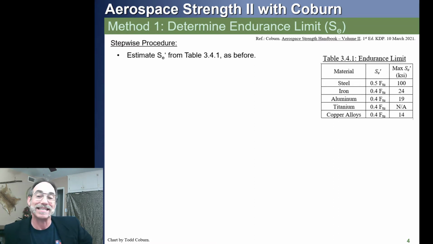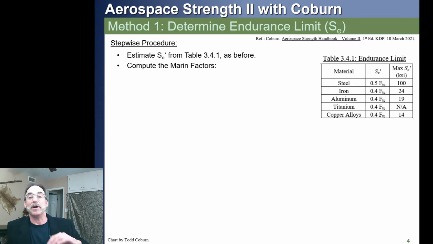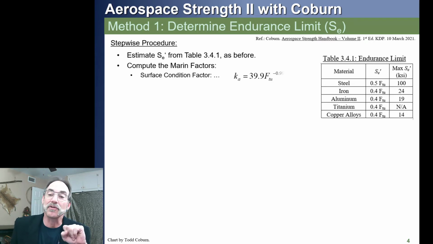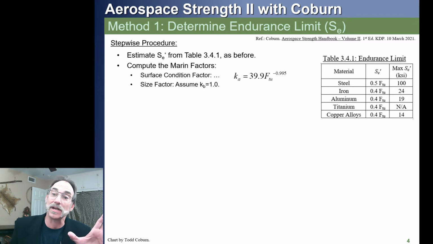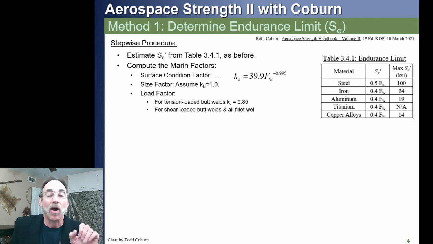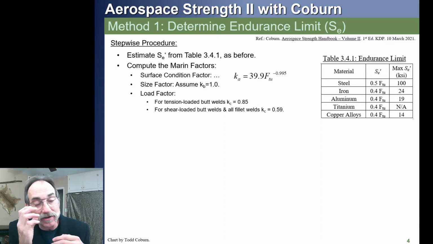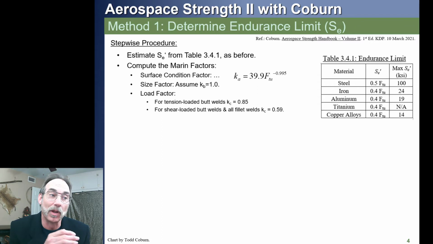So once we have our S sub E prime, we then are going to apply a bunch of Marin factors to that pristine perfect value. We're going to start with our surface condition factor. We're going to assume that it is an as-forged kind of condition, so we're going to use K sub A with this equation here. We're going to use FTU to estimate what KA is. Our size factor, we're going to assume that's 1 because we're going to account for the size in another way. Our load factor, if we have a tension-loaded butt weld, we'll use 0.85, and if we have a shear-loaded butt weld or a fillet weld, we use KC equals 0.59, okay?